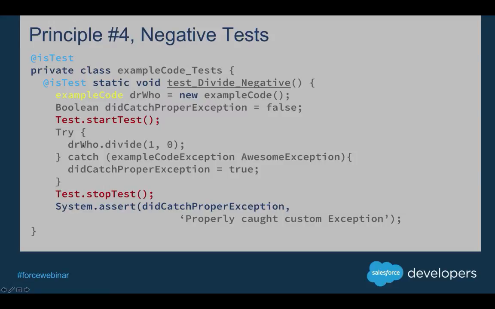We're going to try to call the divide method, and we're going to pass in 1 and 0. Now, as the developer who wrote the code, we know that this should throw the exception, so we'll call this within the try-catch and try to catch the example code exception. If we did catch an exception and that exception was of the type example code exception, then we'll set did catch proper exception equal to true. When we stop our test and make an assertion, we can assert that did catch proper exception is true. That's how we write a negative test.